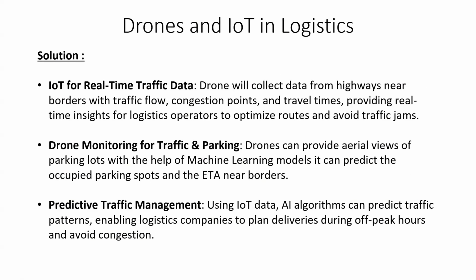We came up with three solutions for this issue. First of all, it's the IoT for real-time traffic data. Drone, we collect some data, we refer to images and videos from highways near borders with high congestion or traffic flow, and travel times, providing real-time insight for logistics operators. So we can avoid traffic jams.